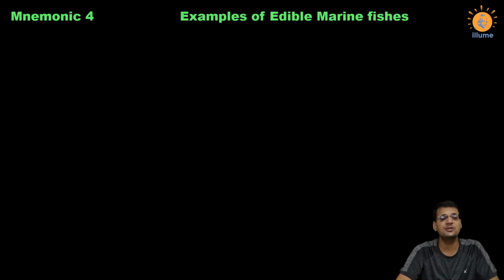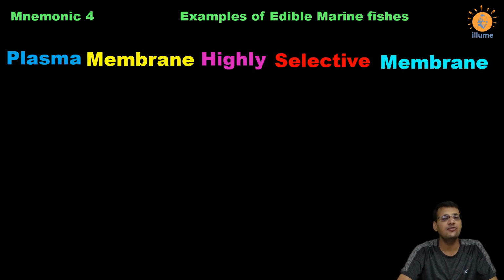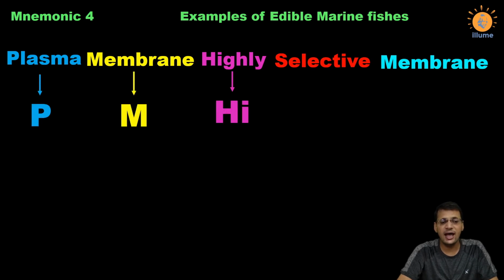Next are the examples of edible marine fishes. The last one was the edible freshwater fishes, and these are edible marine fishes. To remember this, just remember a very basic feature of the plasma membrane, that the plasma membrane is a highly selective membrane. It is a semi-permeable membrane that makes it a highly selective membrane. So by remembering that the plasma membrane is a highly selective membrane, you can remember the examples of edible marine fishes. Let's start. Plasma means P, membrane for M, highly is HI, selective is S, and membrane is M.